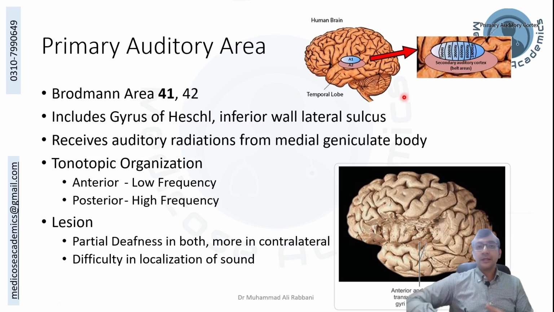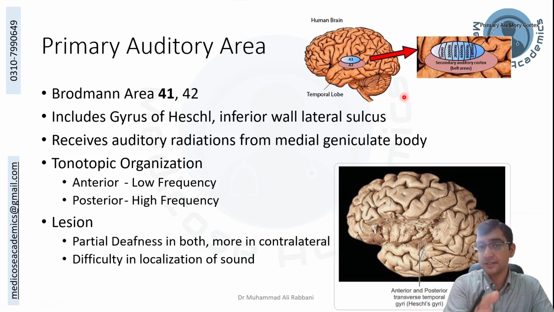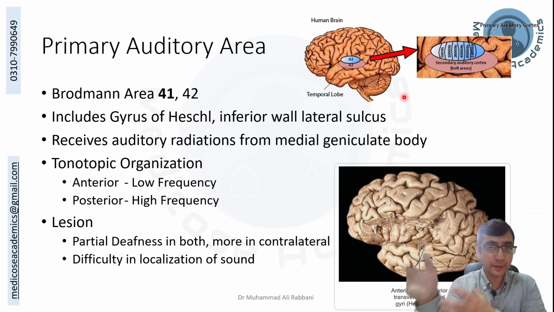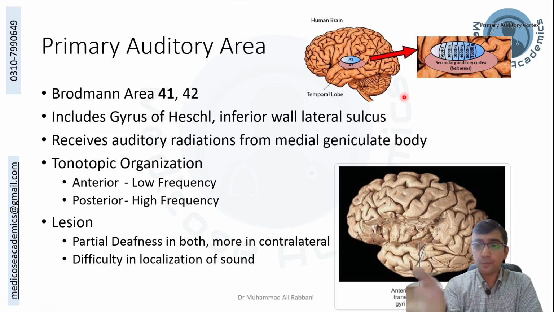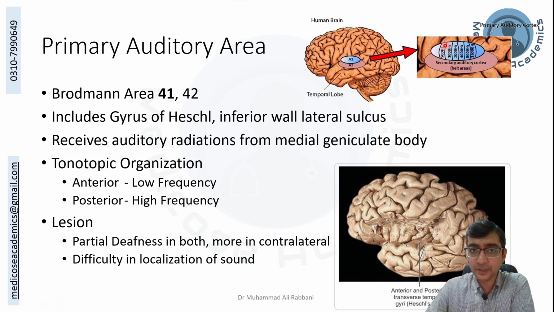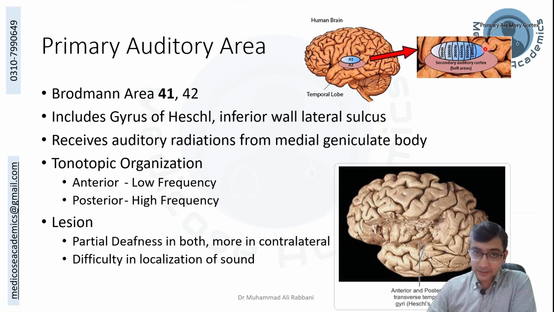The primary cortex's function is very much similar to that of the primary somatosensory and primary visual cortex, in that it is actually the receiver. From the auditory pathway, ultimately the signal is received here, just like the primary somatosensory and primary visual cortex. It has a map against which each signal is received at a particular point, but here the map is by frequency. Most anteriorly the low frequency and most posteriorly the high frequency are received. So that is the tonotopic organization.